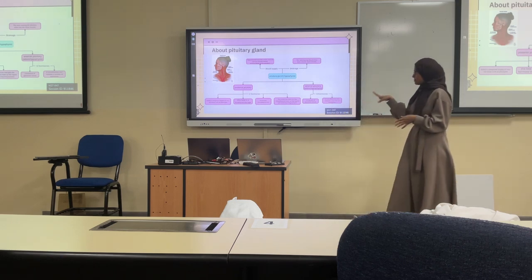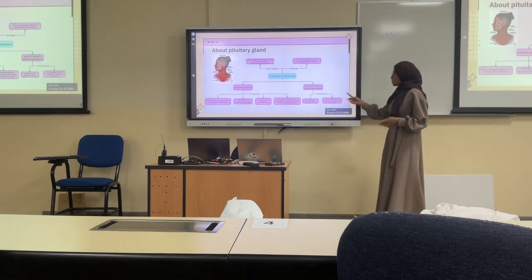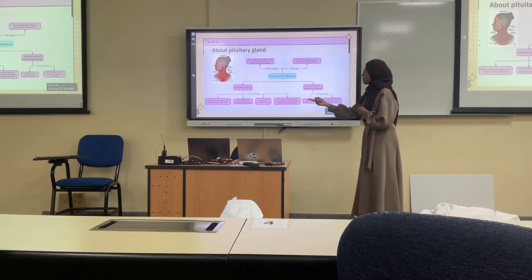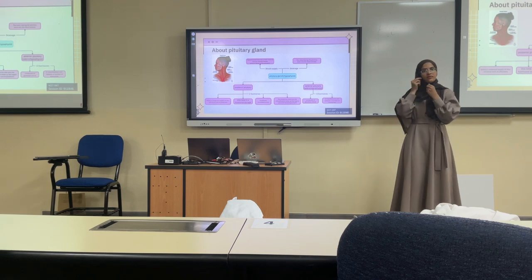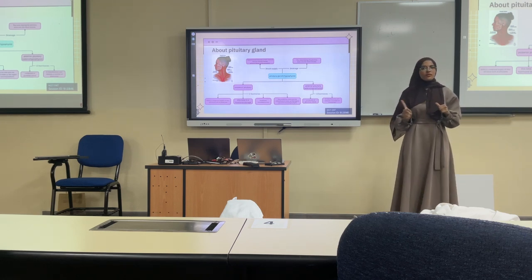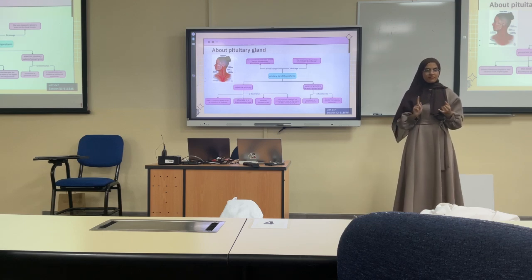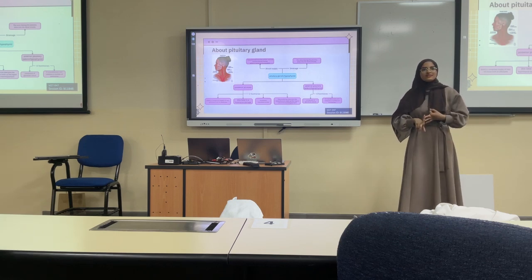Here is a mind map or a concept map that summarizes it. As I said, 6 hormones from the anterior pituitary and 2 from the posterior pituitary. What are the hormones that are secreted by the posterior pituitary? ADH and oxytocin. Yes. And the other 6 hormones from the anterior? Somatotropin? Yes. Luteinizing hormone? Yes. Follicle stimulating hormone? Exactly.